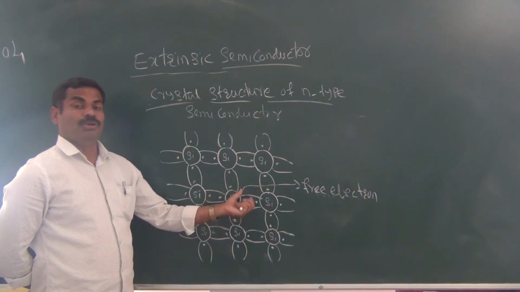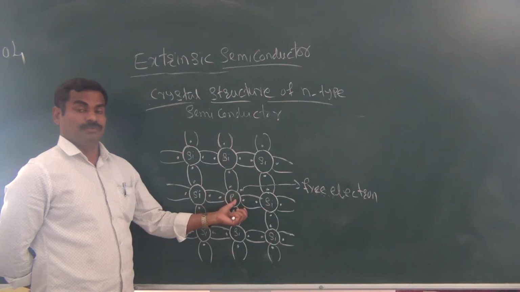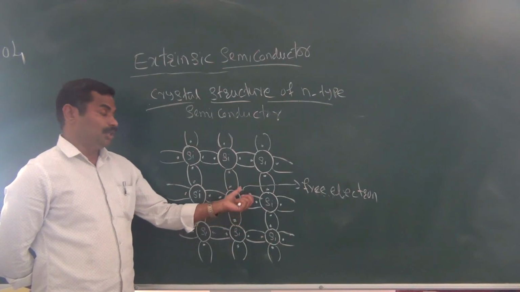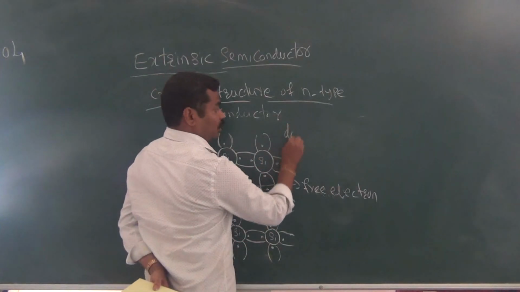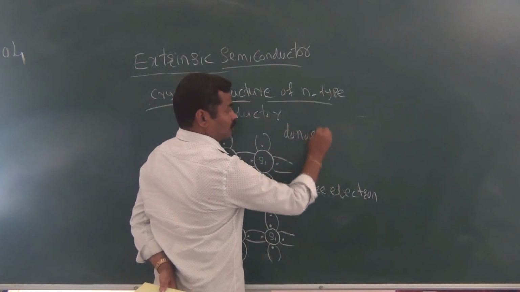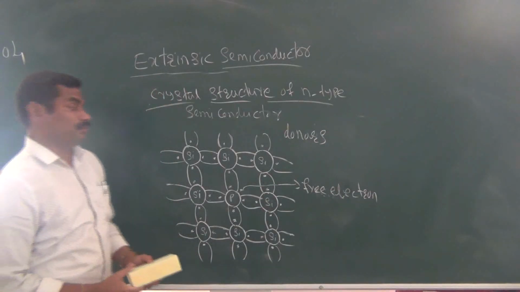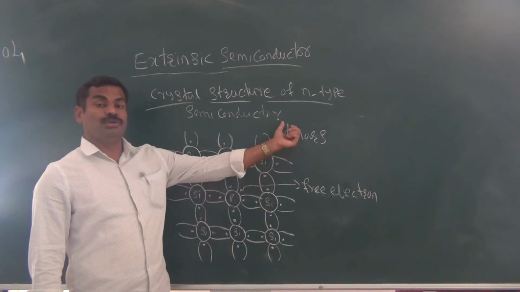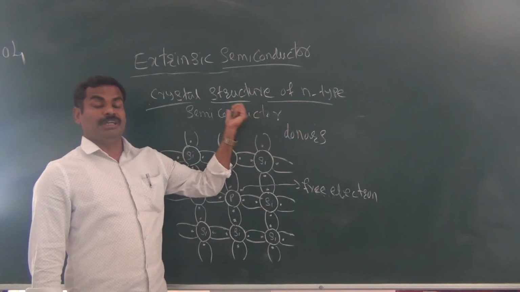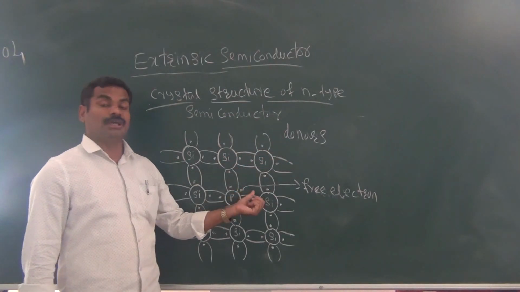We get more electrons generated, or you can create more electrons without creating holes. That's why the n-type semiconductor is also called a donor. Why are they called donors? Because they donate one electron to the conduction band.